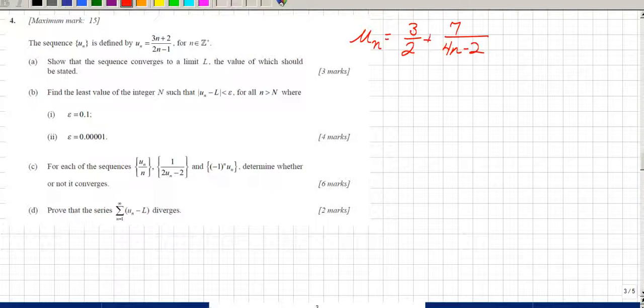And finally, part D from problem 4, the option test 2012. Prove that the series from 1 to infinity of u sub n minus L diverges. Okay, so they're telling us it diverges. We just have to prove it.